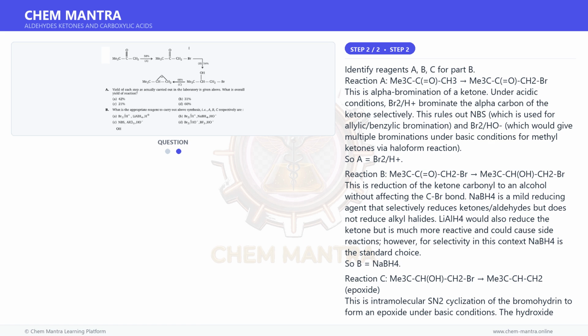A. Br2/H+, LiAlH4, H+. LiAlH4 could work for reduction but H+ would not form an epoxide from a bromohydrin. C. NBS, AlCl3, HO-. NBS is for allylic and benzylic bromination, not alpha carbonyl bromination. AlCl3 is a Lewis acid, not a reductant. D. Br2/HO-, BF3, HO-. Br2/HO- would cause haloform reaction on the methyl ketone. BF3 is a Lewis acid, not a reductant.